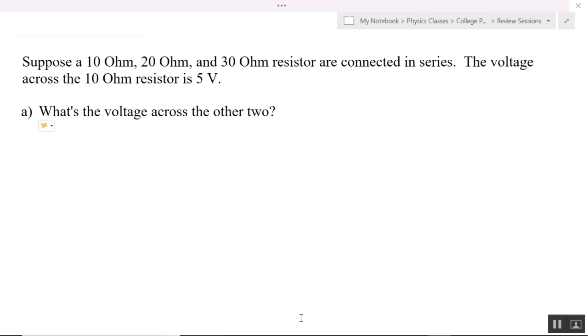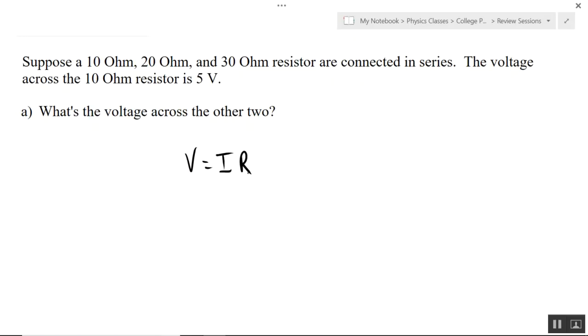Does anyone have any answers? For the 20 ohm resistor, for instance, what's the voltage across it? What about the 30 ohm? There are two different ways to do it. I'll show you both because maybe one way is better for someone and the other for someone else. The easiest way is Ohm's law, V equals IR. The current is the same through all of them, so V is directly proportional to R.